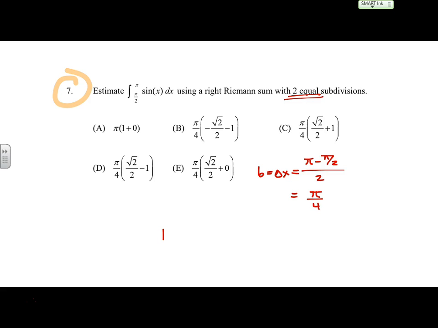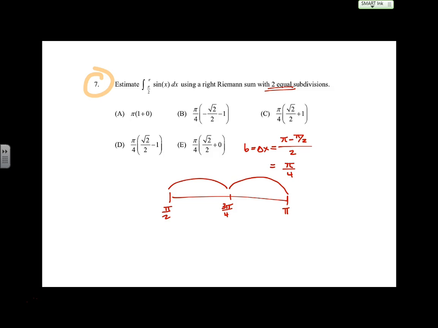If it helps you, you can make a little number line. You can say I'm going from pi over 2 to pi. I'm cutting it in half, and that's going to be 1/4 pi over, which means 3/4 pi. You have to add a fourth of a pi to the beginning. Add a fourth of a pi. So we have our 2 subintervals. So right now I know my base. You guys need to see it set up. My base is pi over 4. Height.